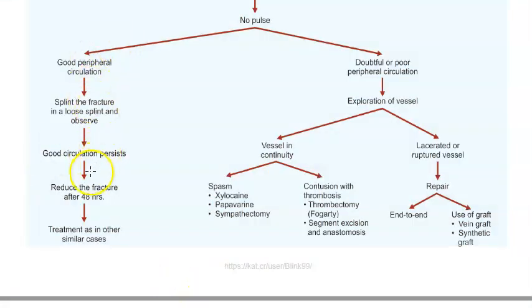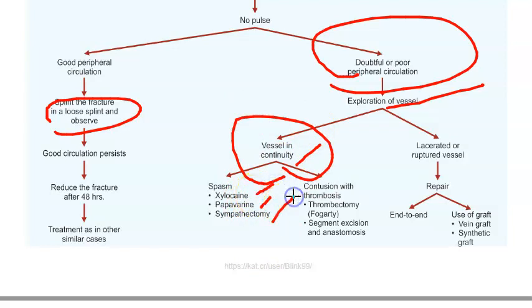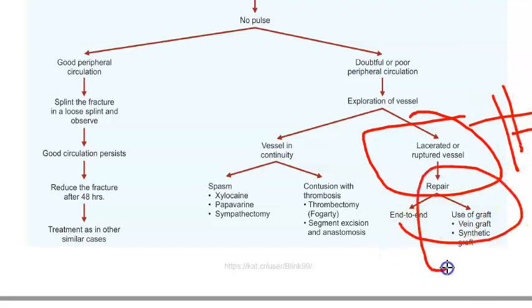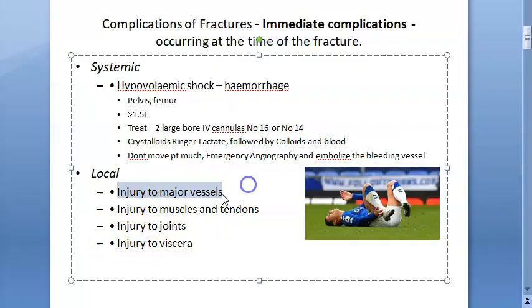Then what else are they talking about here? Here they are talking about splinting the fracture. You'll put a loose splint and observe, okay. Then here, if you're doubtful of the circulation, they will explore the vessel and check the vessel for continuity. If it is in continuity, and there is spasm, you will give xylocaine, papaverine, sympathectomy, etc. And if the vessel itself is lacerated or ruptured, then they have to repair it. Okay, you'll have to use some graft, etc. So that's it, guys. Almost 5 minutes we have spoken about injury to major vessels.